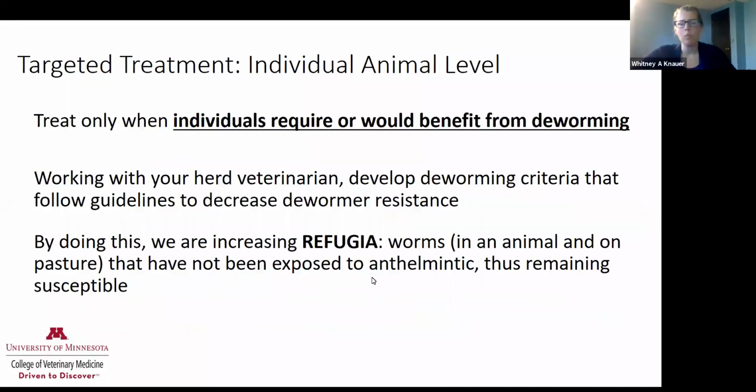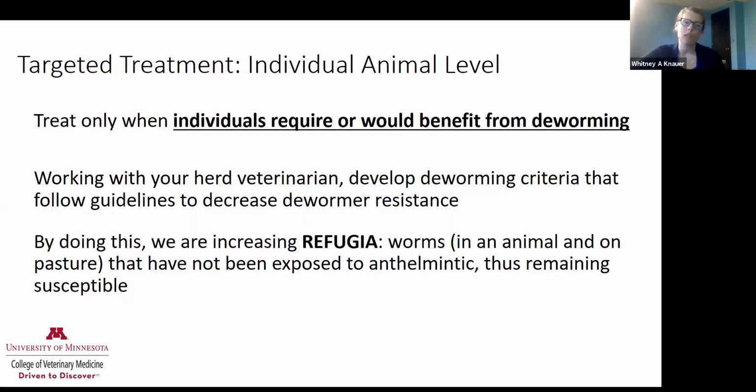So then the second way we can think about targeted treatment is when we think about treating at the individual animal level. And this is when we treat animals only when we know that they will require it or that they'll benefit from it. And so this is when you want to work with your herd veterinarian to come up with the criteria that you're going to use to decide whether or not you're going to treat an individual animal.